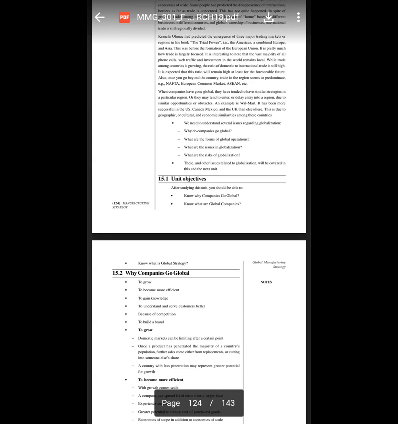Now see, we need to understand several issues regarding globalization. Why do companies go global? What are the forms of global operations? What are the issues in globalization? What are the risks in globalization? These are the issues related to globalization, which are covered in the next unit. Yes, definitely, these are all things we need to understand.